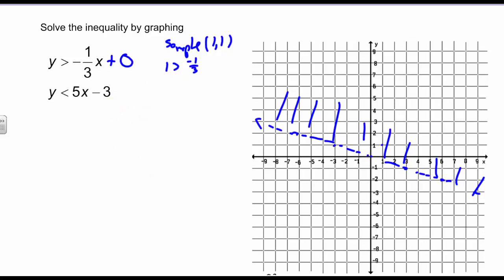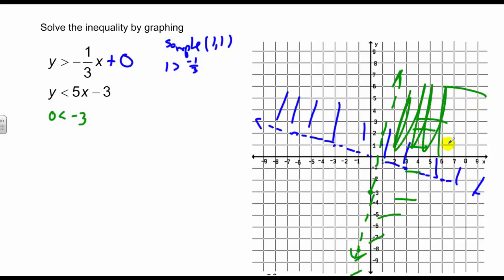Second equation, do green, go down 2, 3. With the negative type, go up 5 over 1. Dotted line again. I can use 0, 0 this time because it's not on the line. 0 less than negative 3. The answer is no. Double shading is in this region here.